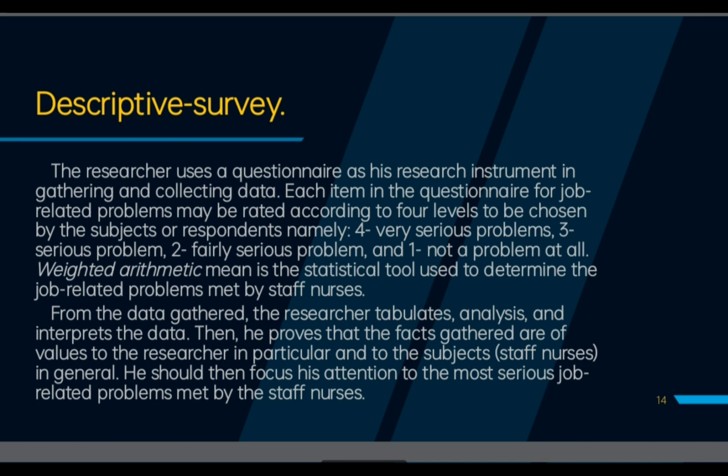Each item in the questionnaire for job-related problems may be rated according to 4 levels to be chosen by the subjects or respondents, namely 4 very serious problems, 3 serious problems, 2 very serious problems, and 1 not problem at all. Weighted arithmetic means is the statistical tool used to determine the job-related problems met by staff nurses.